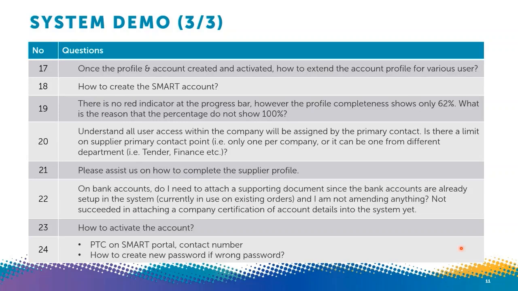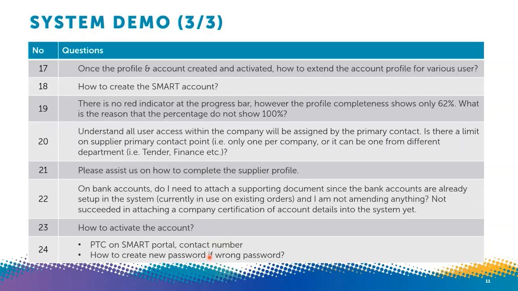How to activate the account? Previously, once you receive the invitation, you just follow through the process and click on the link. Once you're able to log into Smart, then your account is activated. How to get your supplier profile in approved status? You have to fill up your profile details, complete everything, and submit it.